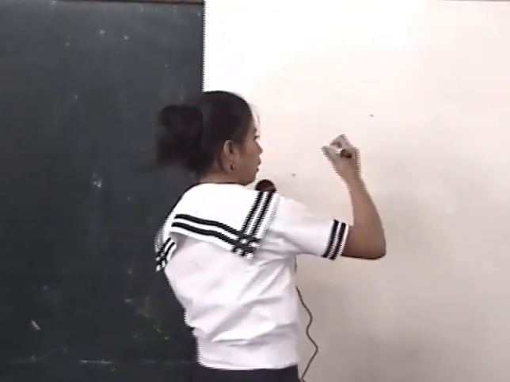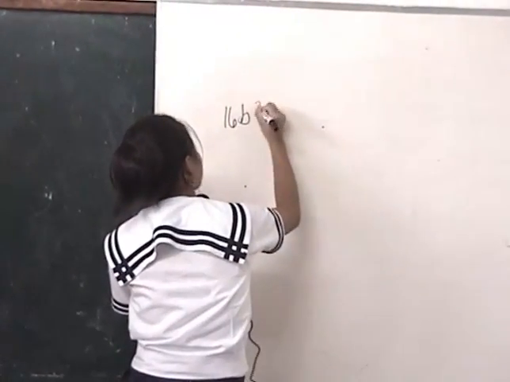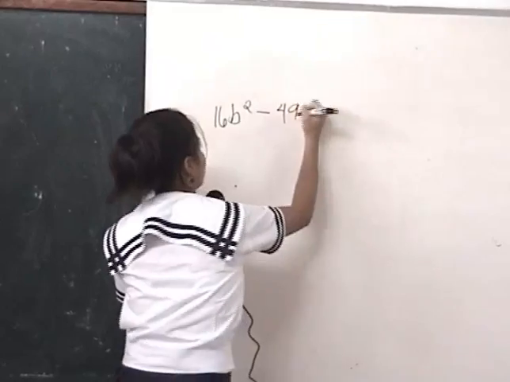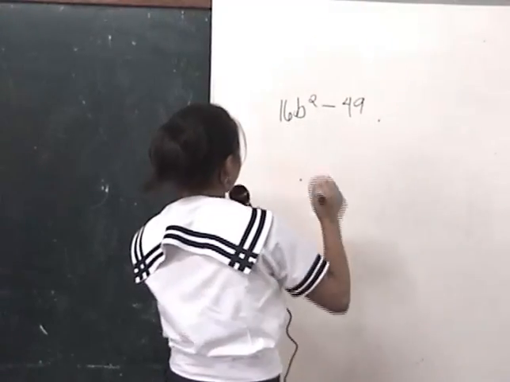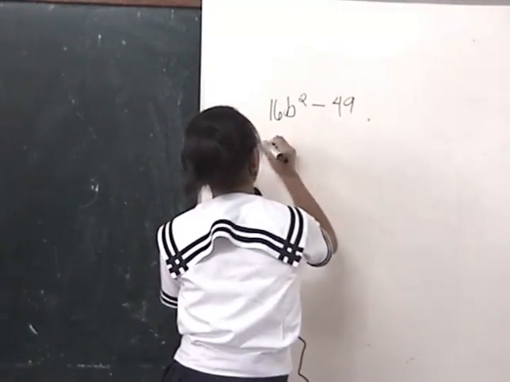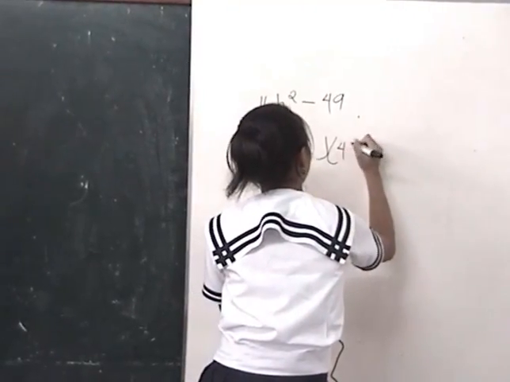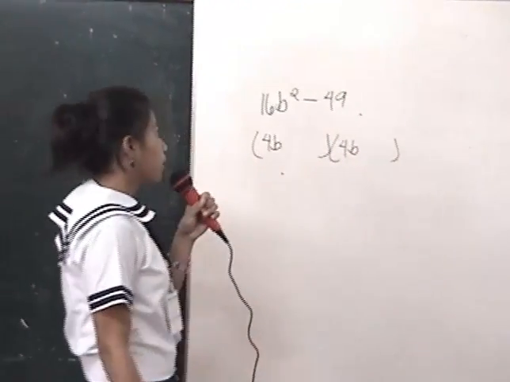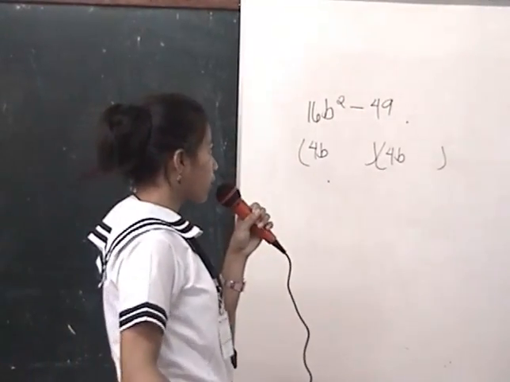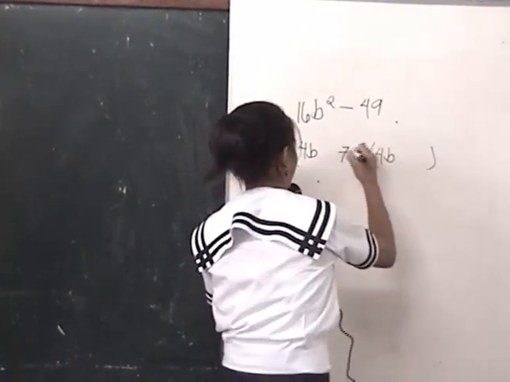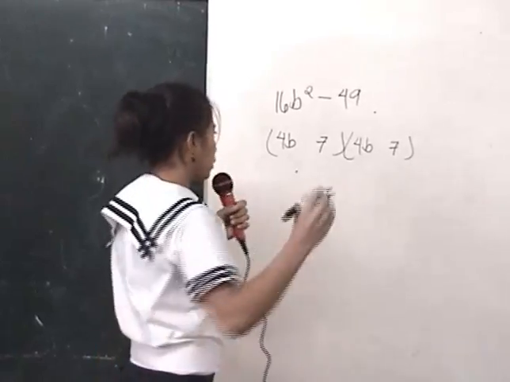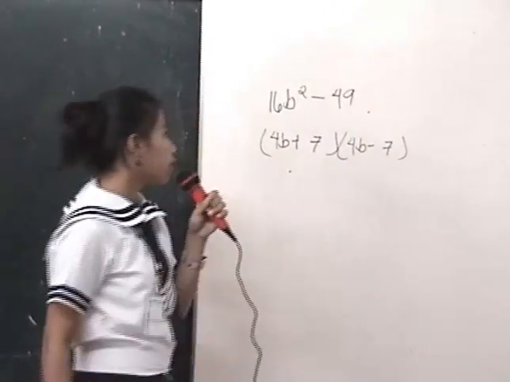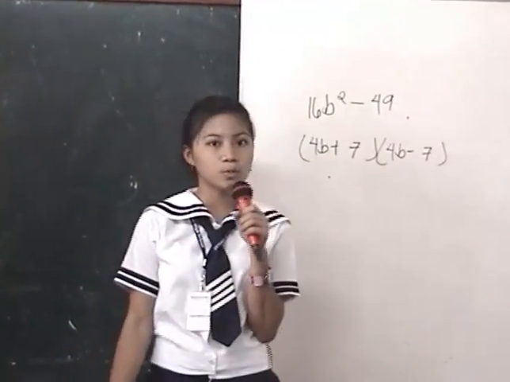Hello, Rose. This is how to get the factors of the last example. 16b squared minus 49. First, get the square root of the first term. The square root of 16b squared is 4b. And the square root of the last term, 49, is 7. Then, write the sum and the difference of the given factors. Finally, the answer is 4b plus 7 times 4b minus 7.